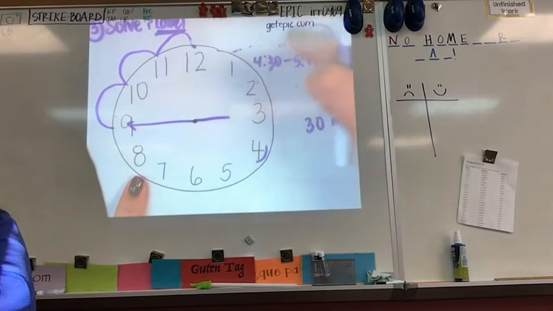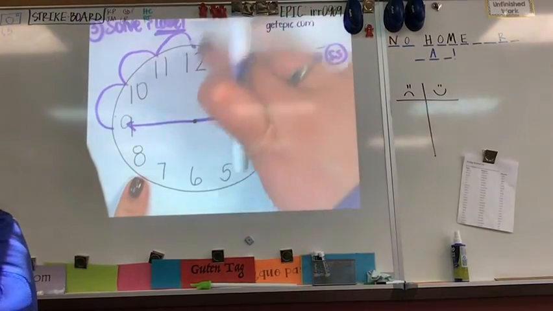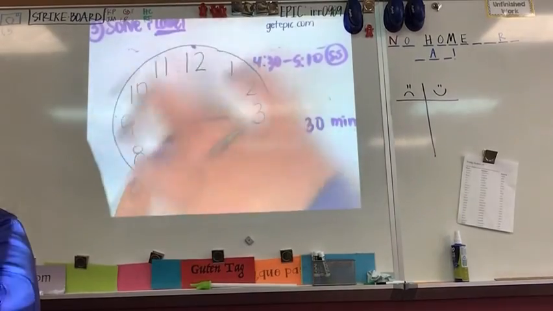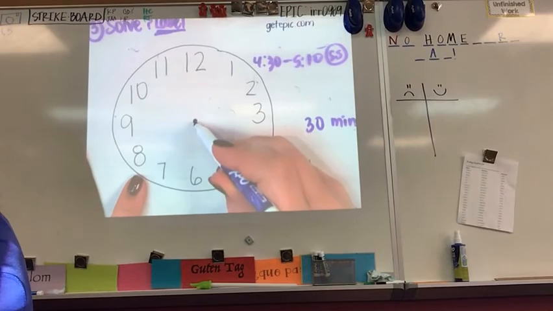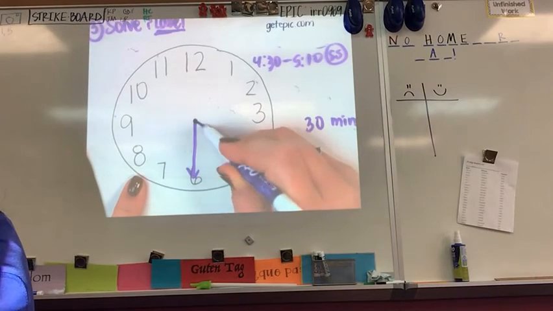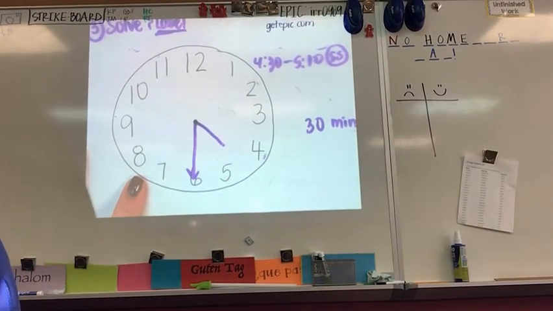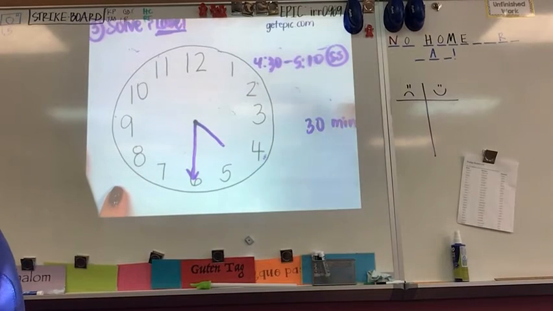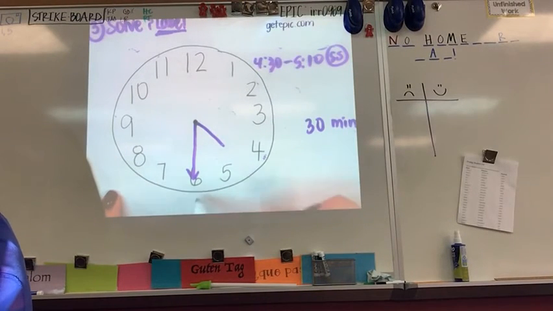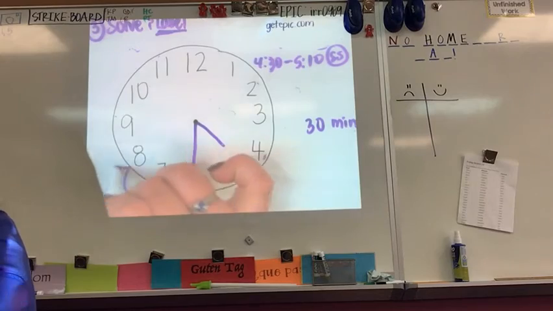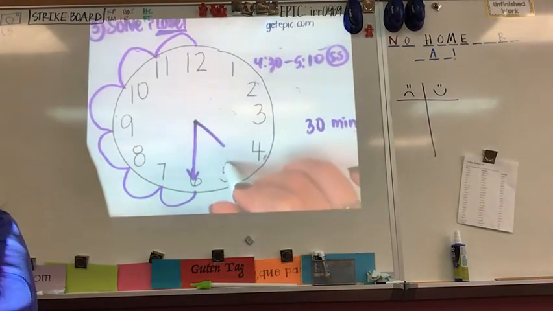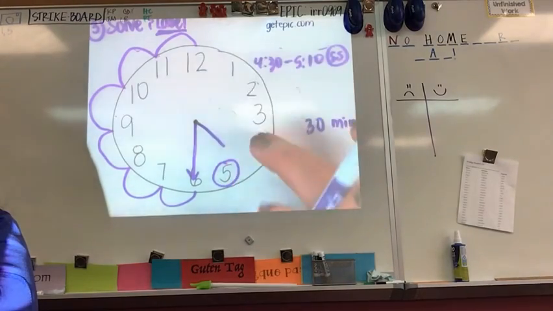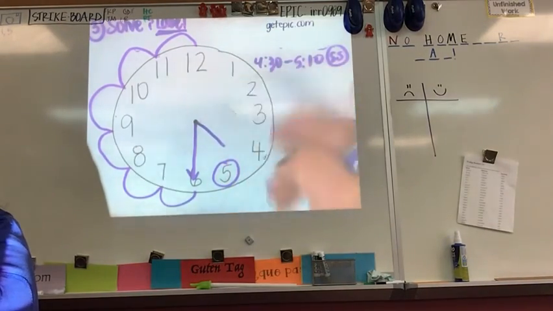We're done with math. We just need to figure out how long he spent doing social studies now. He started social studies at 4:30 and he goes till 5:10. So we're going to count up to 5:10. Ready? 5, 10, 15, 20, 25, 30. That gets me into the 5 o'clock hour. We're going to keep counting until we get to 10 minutes after.